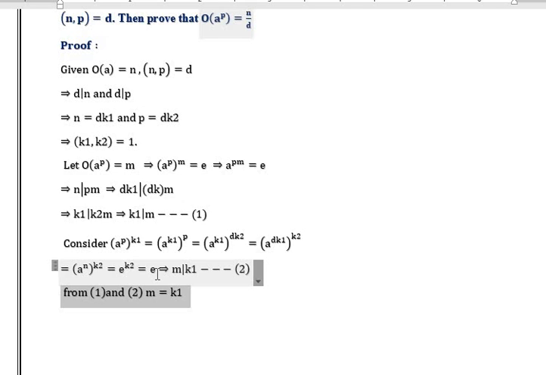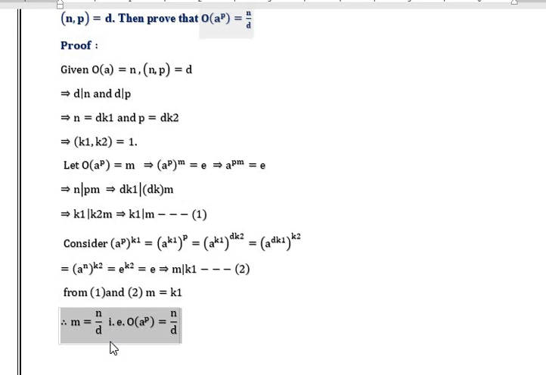Now by equation 1 and 2, m is equal to k1, because k1 divides m and m divides k1 means both of them are equal. Therefore m is equal to n by d, that is, order of a power of p is n by d.